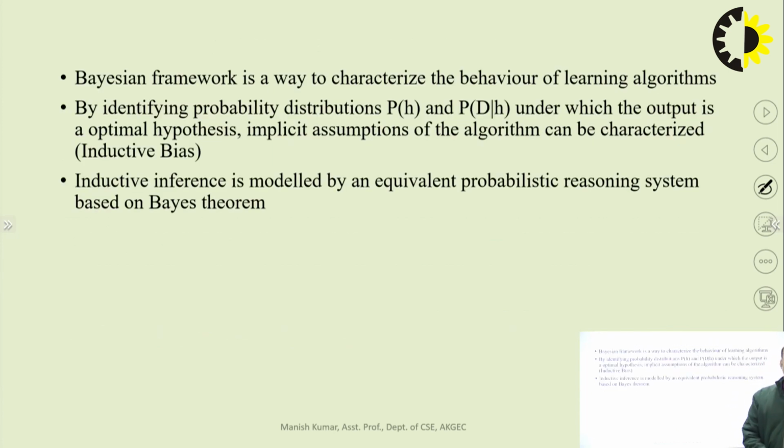Okay. So the Bayesian framework is a way to characterize the behavior of learning algorithms. So by identifying the probability distributions P(H) and P(D|H) under which the output is the optimal hypothesis, the implicit assumptions of the algorithm can be characterized. That we have already studied as inductive bias. Inductive inference is modeled by an equivalent probabilistic reasoning system based on Bayes theorem. That inductive inference is modeled on this Bayes theorem.